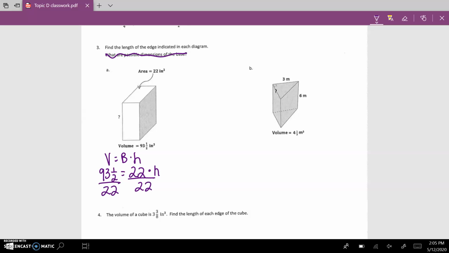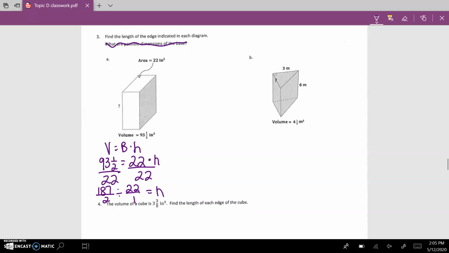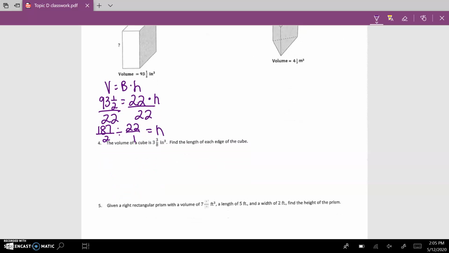Remember though, we're going to have to change this mixed number into an improper fraction. Can't divide with the mixed numbers. So 93 times 2 is 186 plus 1. So this would be like 187 over 2 divided by 22 over 1. Hopefully remember how to divide fractions. Okay, then that should help you with part B.